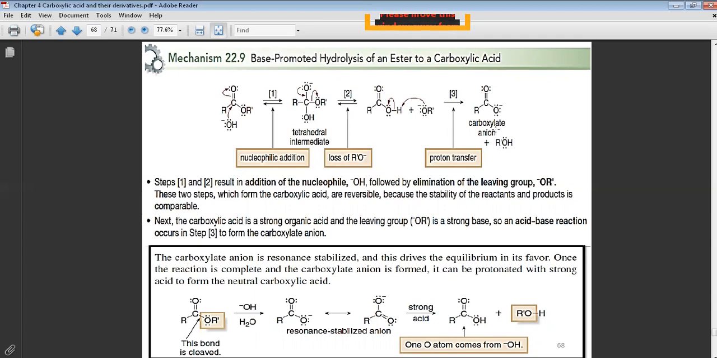Now the mechanism of the ester hydrolysis by using base is easier than the mechanism of the ester hydrolysis in acidic medium. Okay, why? Because here we already have a strong nucleophile, the OH minus.